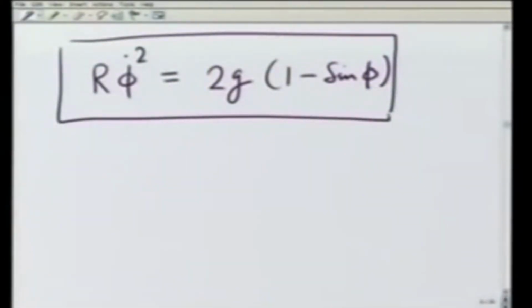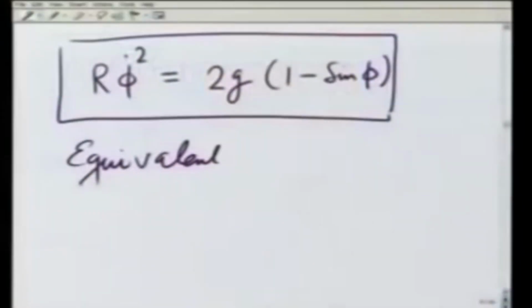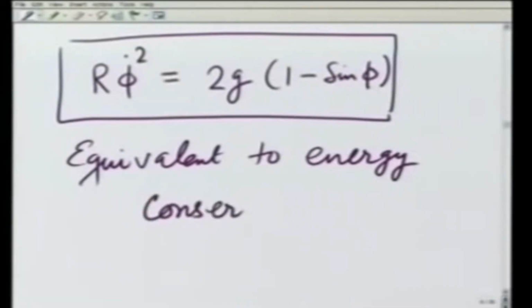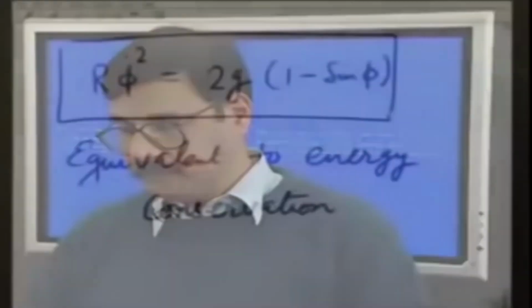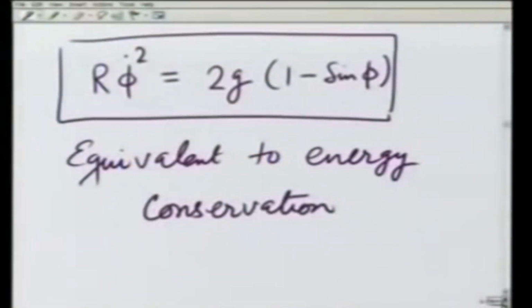I leave this as an exercise for you to show that this is equivalent to energy conservation, because the left hand side is related to the kinetic energy and the right hand side is related to the change in potential energy. Using this, I can now solve equation 1 for the normal reaction.